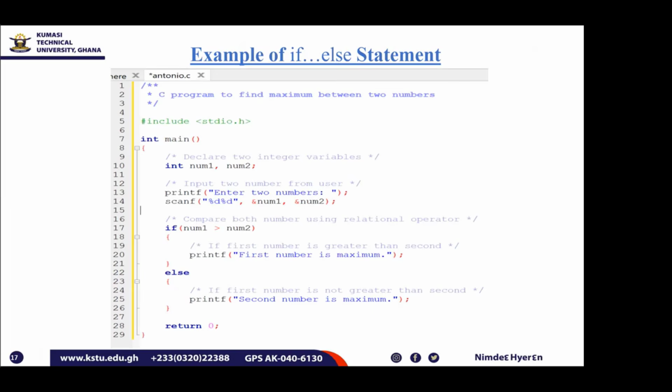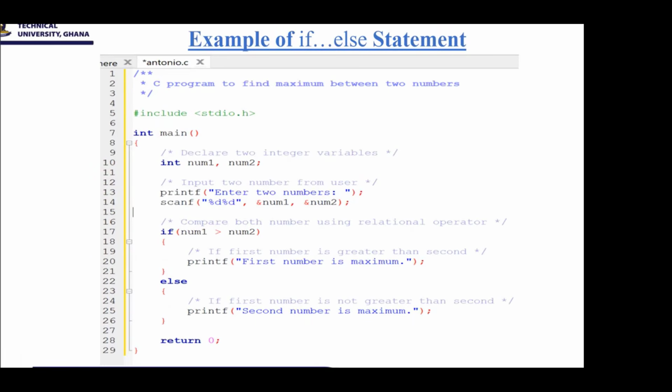So let's look at an example where we try to find the maximum between two numbers. In finding the maximum between two numbers, we would need two integers: int num1, int num2. Then, because we are going to find the maximum of these two numbers, we will first request for these numbers to be entered through the keyboard. That is where we use the output function printf, enter two numbers. Then scanf will give us the opportunity to get these numbers read or inputted into the code.